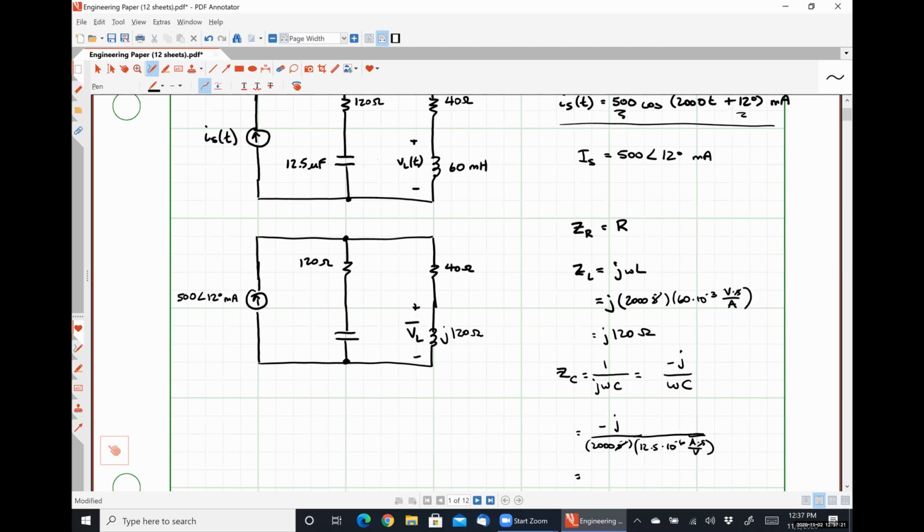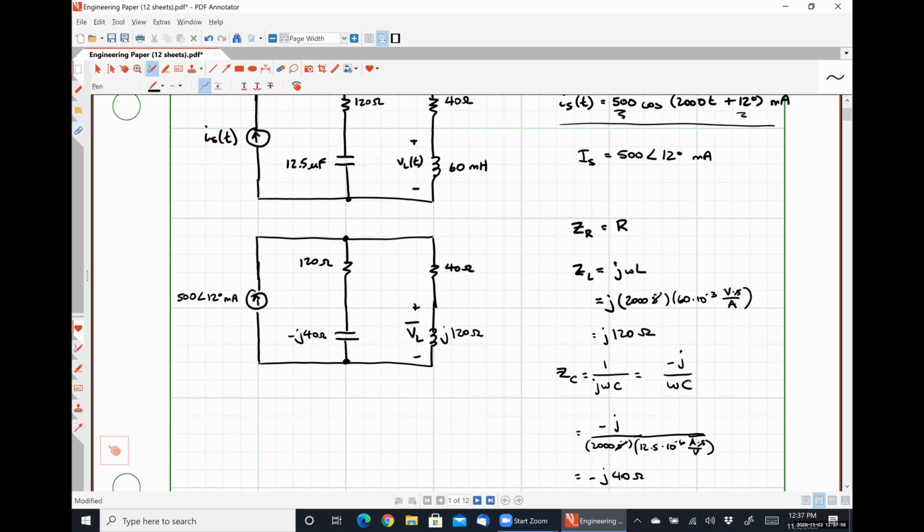So 1 over 2000 times 12.5 times 10 to the minus 6 minus J 40 ohms. We should see, and by should, I mean if we don't, we've made a terrible mistake. The impedance of an inductor is always going to be positive, and the impedance of a capacitor is always going to be negative. So now we have redrawn our circuit in the frequency domain.